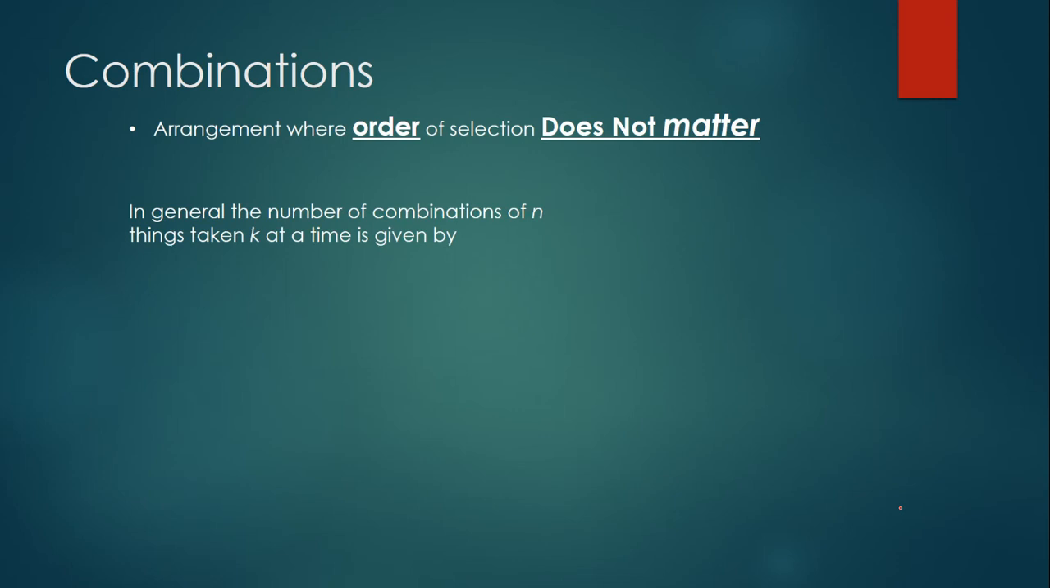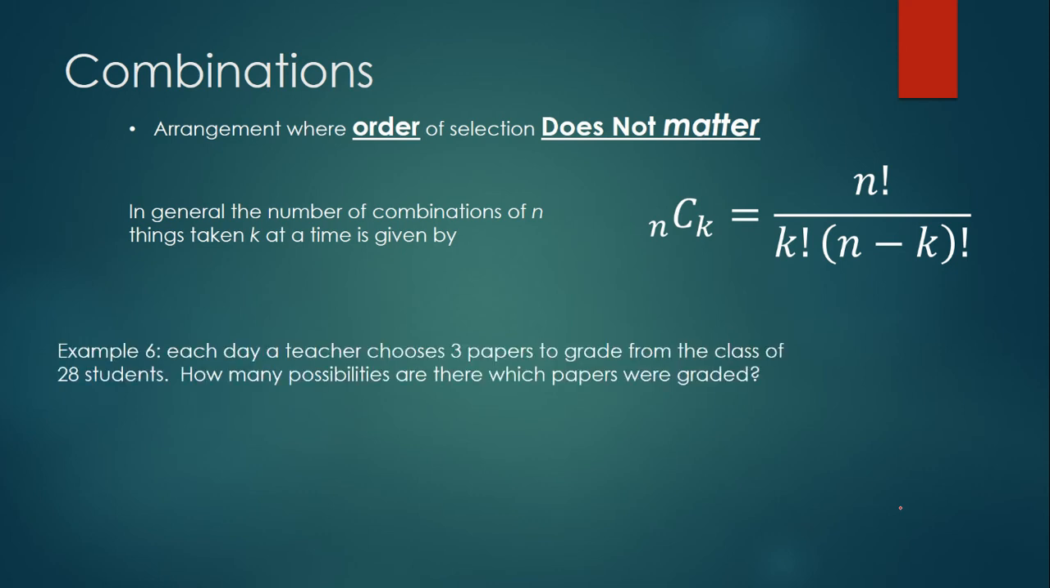So in general, the number of combinations of n things taken k at a time: n is the total, k is how many we're taking, and nCk is n factorial over k factorial times (n minus k) factorial. So for example, a teacher chooses 3 papers to grade from a class of 28 students. How many possibilities are there for which papers were graded?